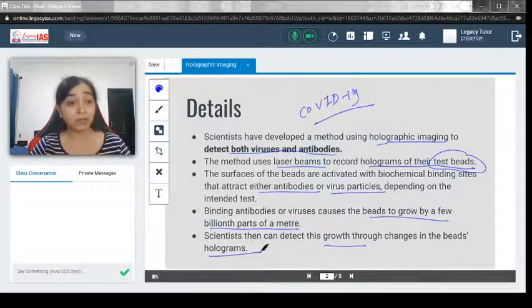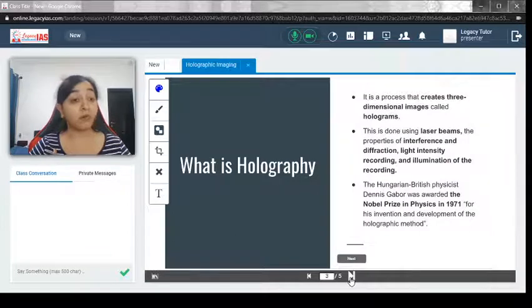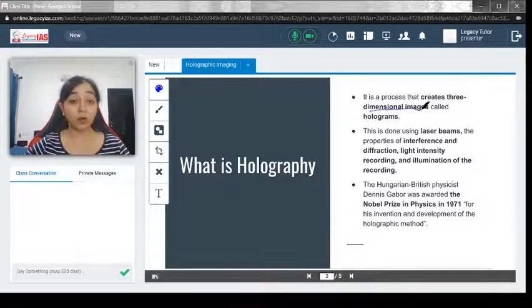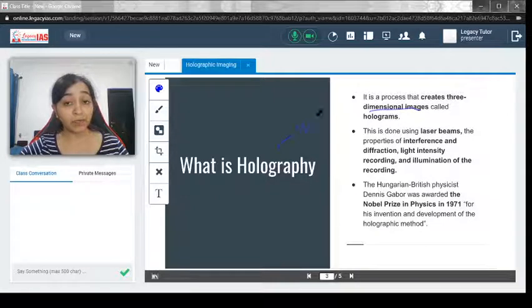You don't actually have to understand the entire process, what is exactly happening, but few things to note: holographic imaging has found application in the pharmaceutical industry as well, in terms of how tests are conducted. That is one of the major takeaways from this news. Now let's move forward and try to understand what holography is. Holography is a process that creates three-dimensional images called holograms. So what happens through holography is the formation of holograms.